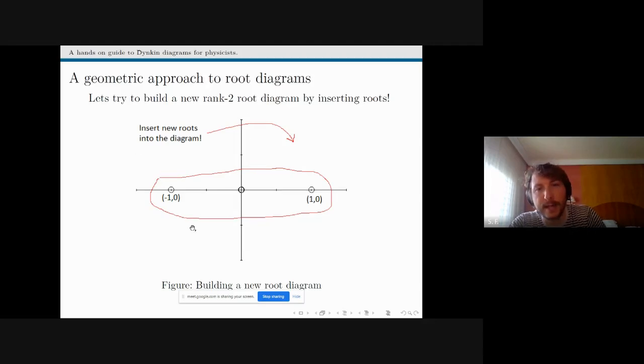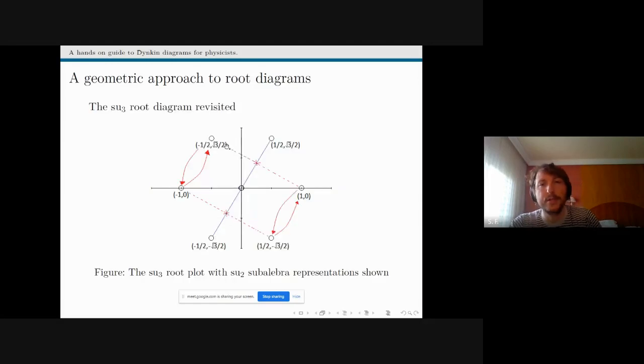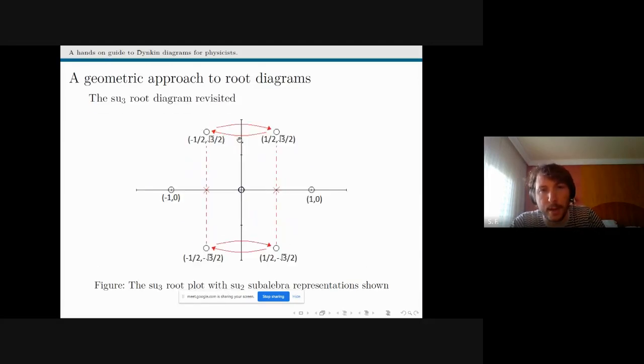We're going to start off by writing down a rank 2 root diagram, and we're going to insert an SU2 subalgebra. Right? And now we want to insert roots into the diagram to find new root diagrams, and we have to insert them in such a way that they sit as representations of this original SU2 subalgebra. Okay, that's the rule. And we're going to try to classify all of the rank 2 Lie algebras in this fashion. So for SU3, we were looking at doublet representations underneath this SU2 subalgebra.